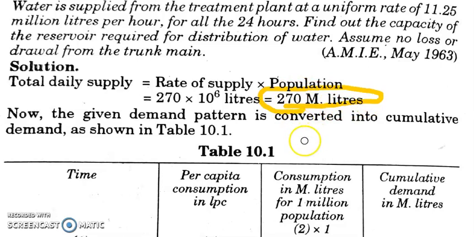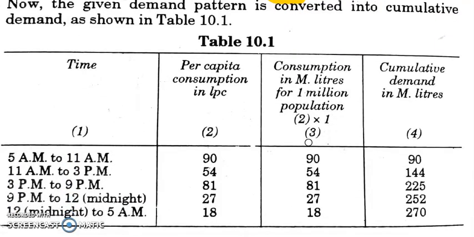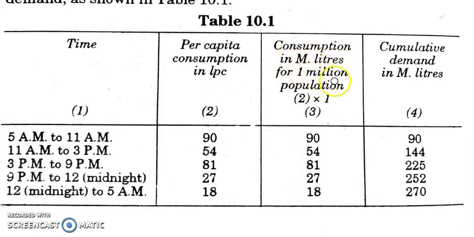Now this given demand pattern is converted into a cumulative demand, because in the mass curve method, on the y-axis you are plotting the cumulative demand and cumulative supply. So the same values, 5 am to 11 am, whatever is given in the problem, those 5 time phases are given, and at that particular time how much water is supplied, that is 90, 54 and so on. So the first and second columns are as given in the problem. Now the third column is what I have written, the consumption in million liters for 1 million population. This is the LPCD value.